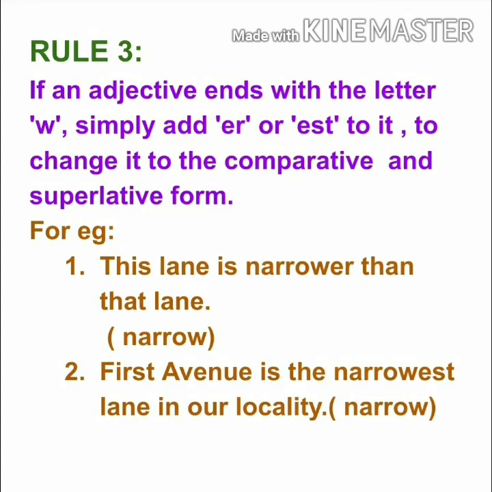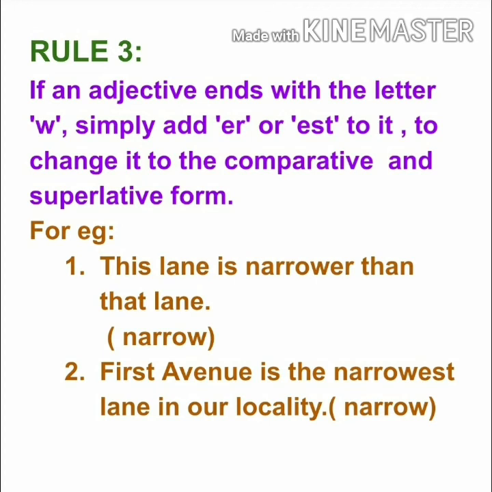This lane is narrower than that lane. Here, the adjective is narrow. It is a two-syllable word, narrow. The last letter is W. Only add ER to it to take it to the comparative degree. Here, the comparison is made between this lane and that lane.